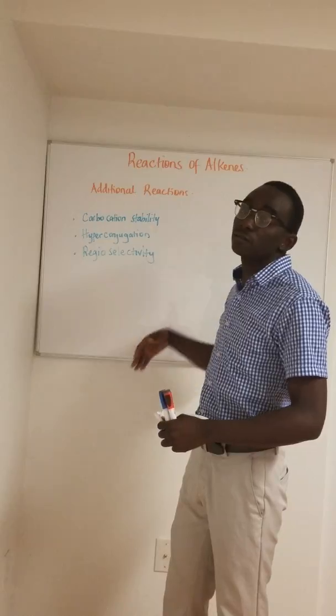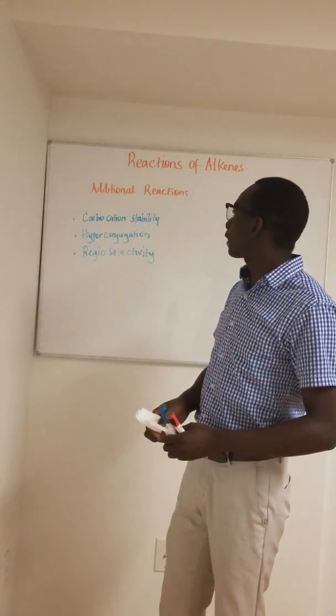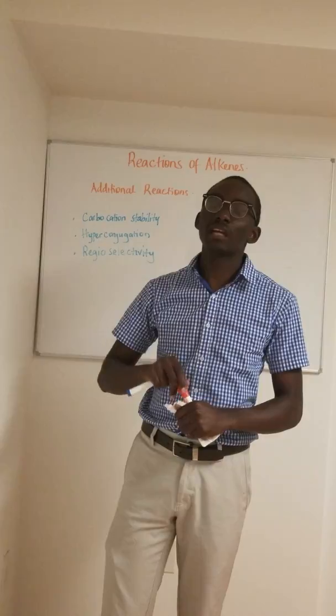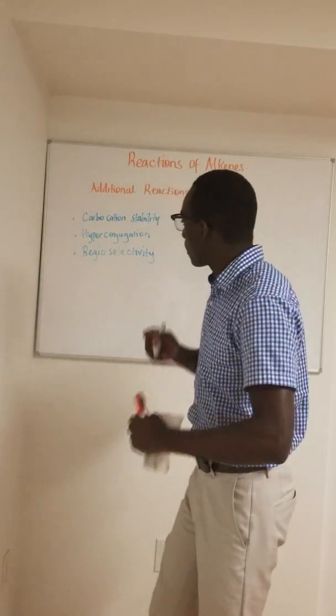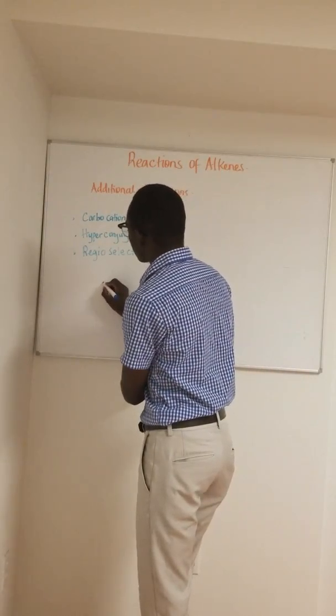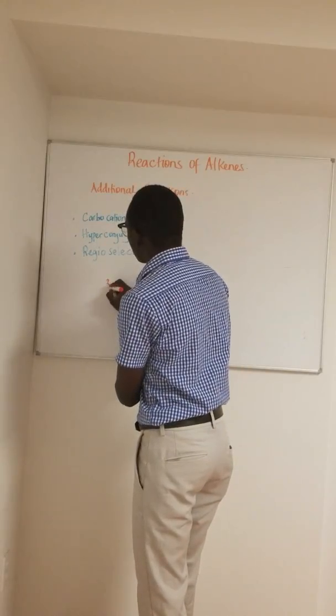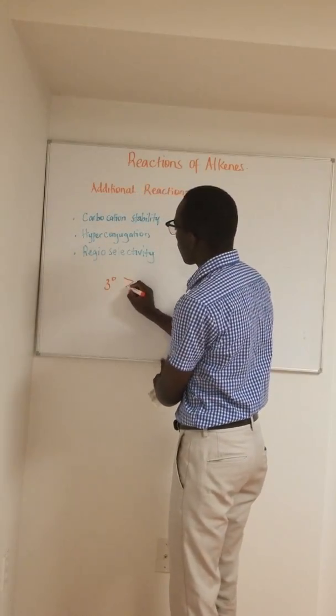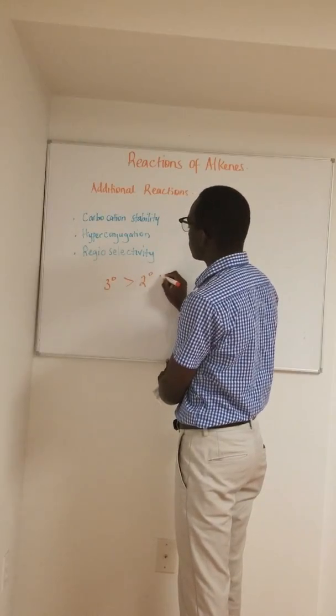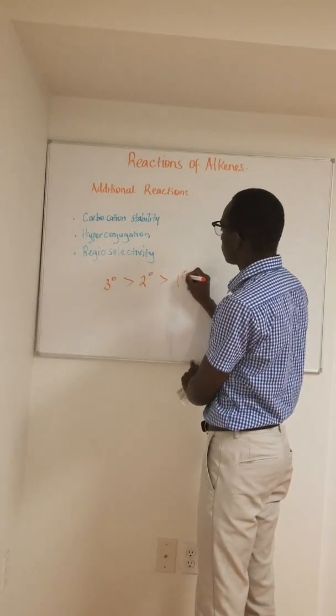To begin with carbocation stability, in organic chemistry, especially if an alkene reacts, it can lead to the production of a carbocation. We shall look at its stability, and the stability has an order whereby tertiary carbocations are more stable than secondary carbocations, and secondary are more stable than primary.